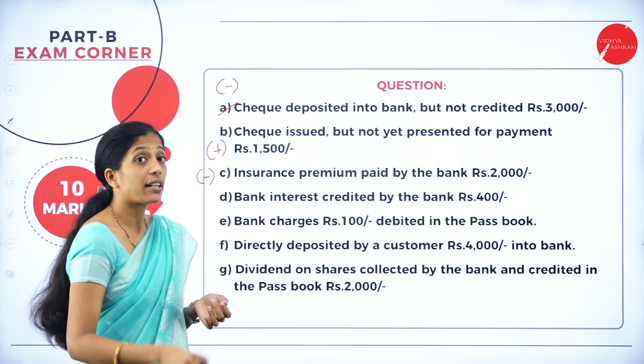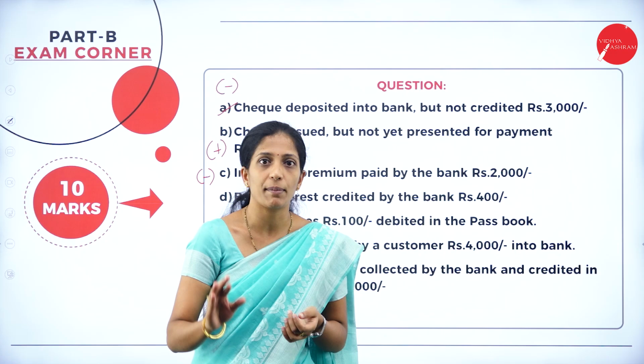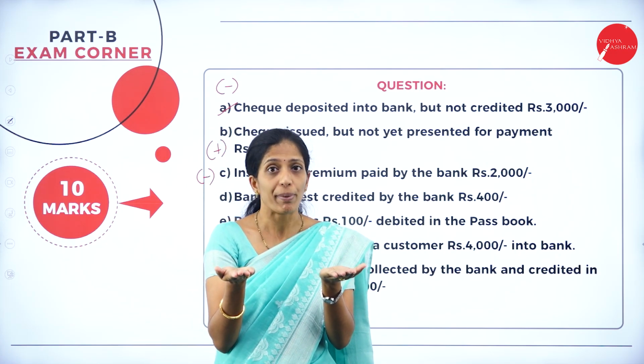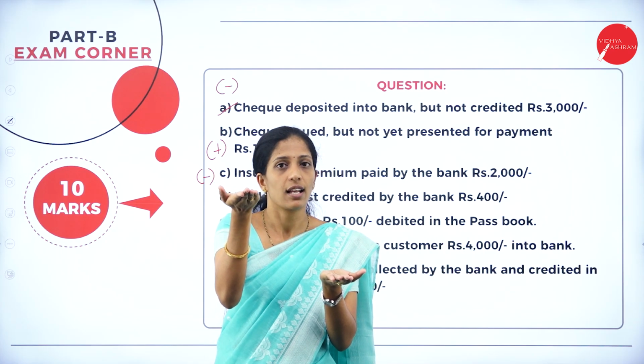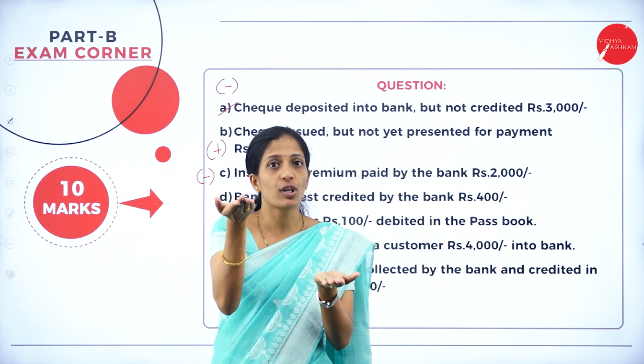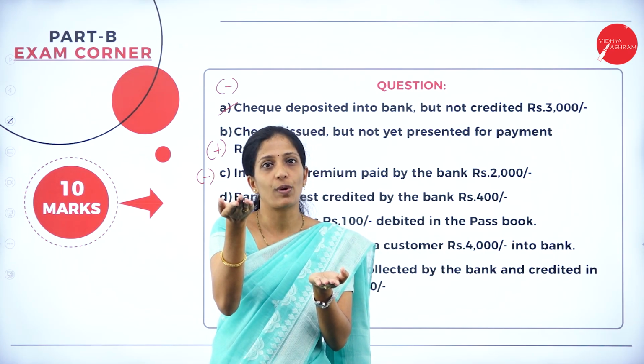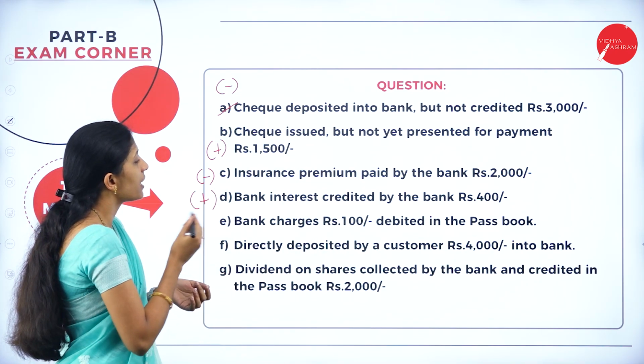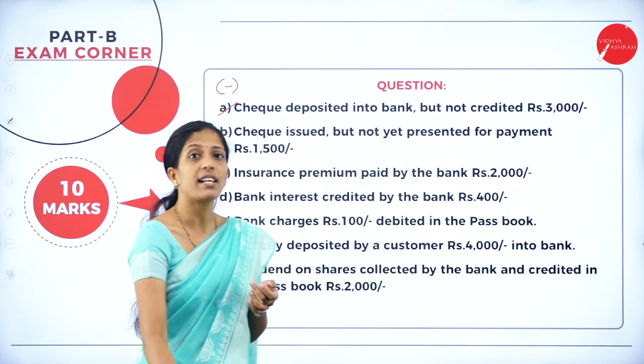Next, bank interest credited by the bank. Credit means always remember increase. So, bank interest credited by whom? Bank. That is, passbook increases. Correct? Now, my base is cash book. So, I have to adjust cash book to passbook. What I have to do? Add. Next one, bank charges rupees 100 debited in the passbook.